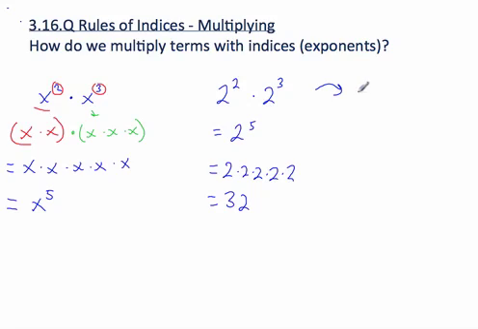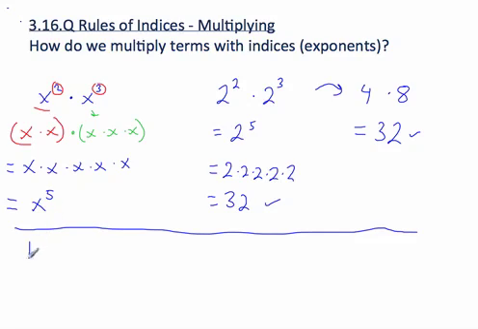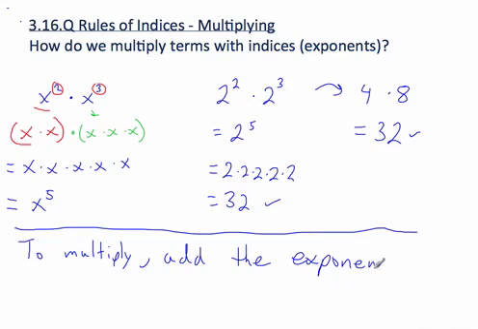Okay, so if we wrote out the actual numbers, let's try it another way. Let's write out 2 squared, which is 4, and 2 to the power of 3, which is 8. And what does 4 times 8 give you? It gives you 32. So they match, so it looks like our rule works. So our rule looks like it's going to be: to multiply, you add the exponents.